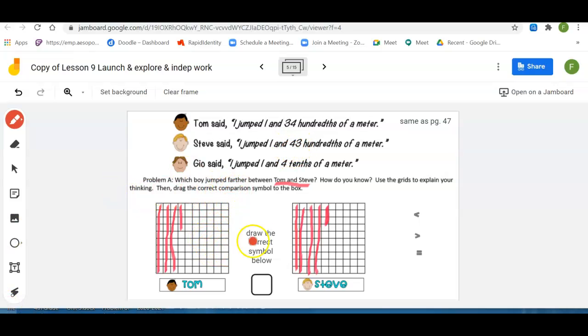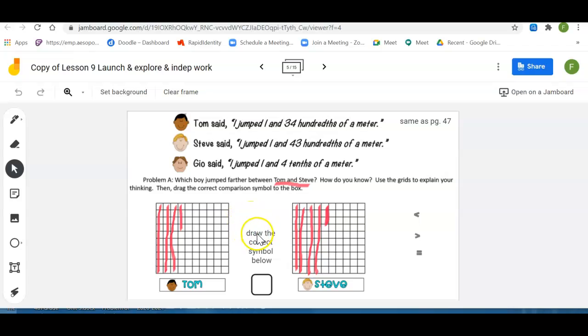All right, so I've gone ahead and shaded them in. So we got Tom is right here, 1 and 30. So we're comparing the 34/100ths of a meter for Tom, and I've shaded in 34. So this is 10, 10, and another 10, that's 30, plus I got 4 of the units. And over here for Steve, it was 43/100ths that I'm comparing. 10, 20, 30, 40, 1, 2, 3. Now we can look at them, and it is obvious that Steve has more shaded in. So this is going to be the larger number. So the mouth is going to open up to that one.